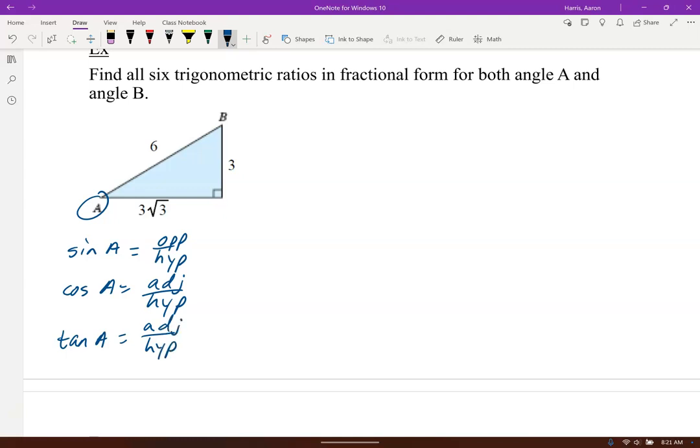So let's go ahead and fill this out. For angle A, the opposite side would be the 3. So here's my opposite. The adjacent side would be right next to it, right here. And the hypotenuse is opposite the 90-degree angle. So the sine of A, opposite over hypotenuse, would be 3 over 3 root 3.